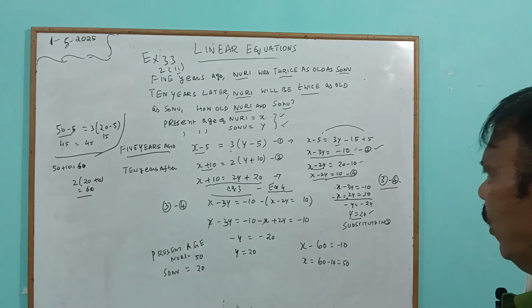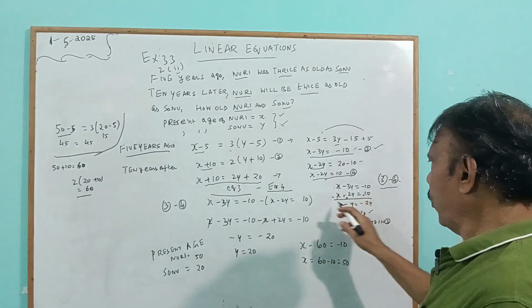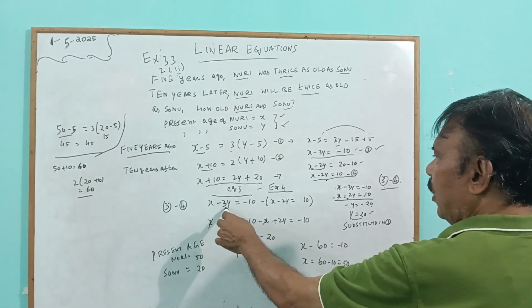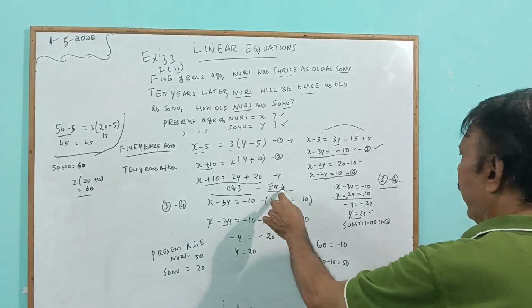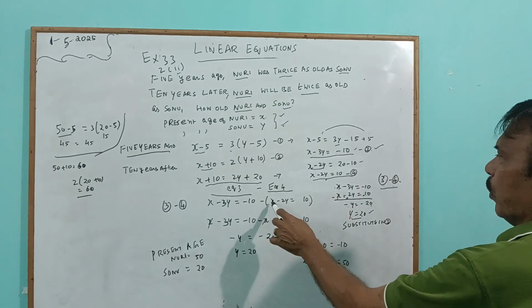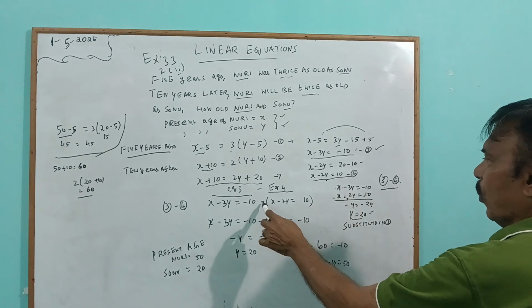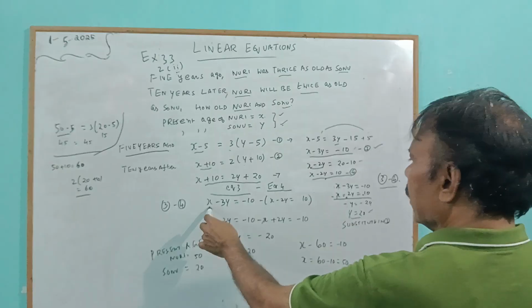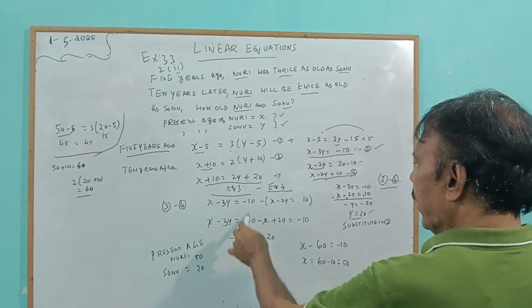Or if you want, I will do it in a different way. This is 3 minus 4. You write equation 3: x minus 3y equals minus 10. Minus of equation 4. See, you write equation 4, x minus 2y equals 10. So put the minus sign here. So what happens is x minus 3y equals minus 10.